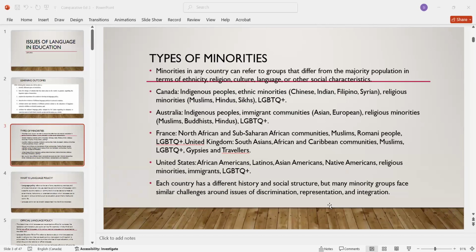We know this word, it's a very familiar word for us, right? Minorities in a country can refer to groups that differ from the majority population in terms of ethnicity, religion, culture, language, or other social characteristics. So can you tell me what the minorities in Sri Lanka are? Can you name one or two?